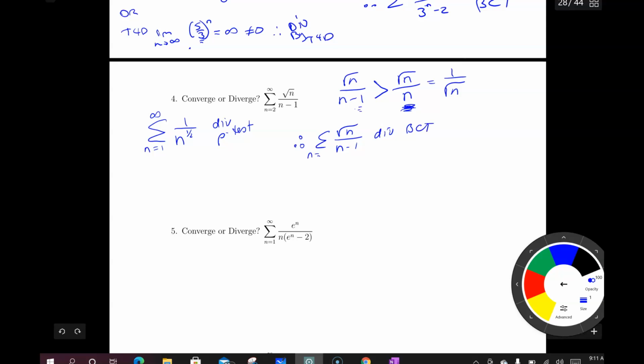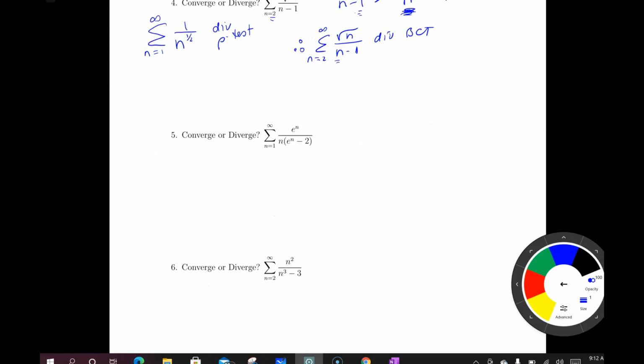So notice, I'm writing this for the first time, notice it starts at 2. Why does it start at 2? Oh, right, only because if I started at 1, I'd get 0 in the denominator. So it really doesn't matter. It's not going to make a difference where it starts. It's usually just making it defined.